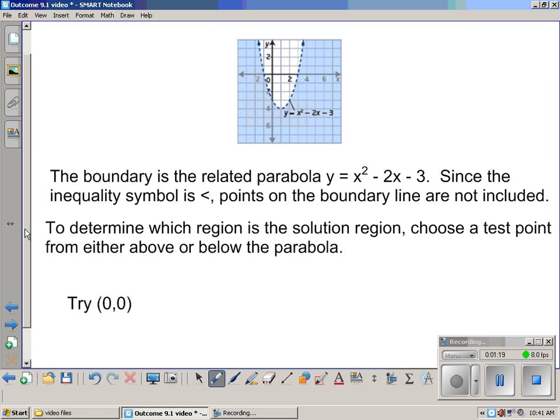So if we try the point 0, 0 and substitute it into our inequality, we end up with 0 is less than 0 squared minus 2 times 0 minus 3. So 0 is less than 0, 0, negative 3. 0 is not less than negative 3, and so the point 0, 0 is not in the solution and therefore is not shaded in.